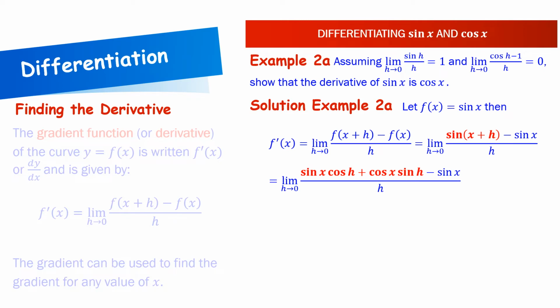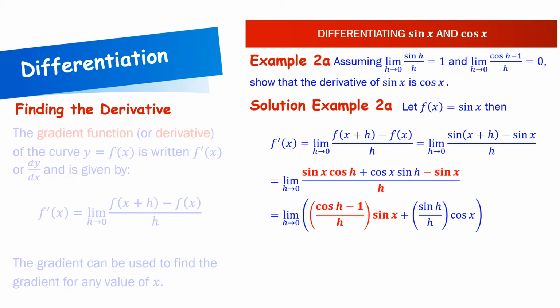Using the angle formula for sine, we have that sin x plus h equals sin x cos h plus cos x sin h. Minus sin x is left as it is, as shown. And of course, h remains as it is also. We can now collect some of the terms together, as shown. So factoring out sin x in these two terms, we have cos h minus 1 all over h multiplied by sin x. And here we have sin h over h multiplied by cos x.